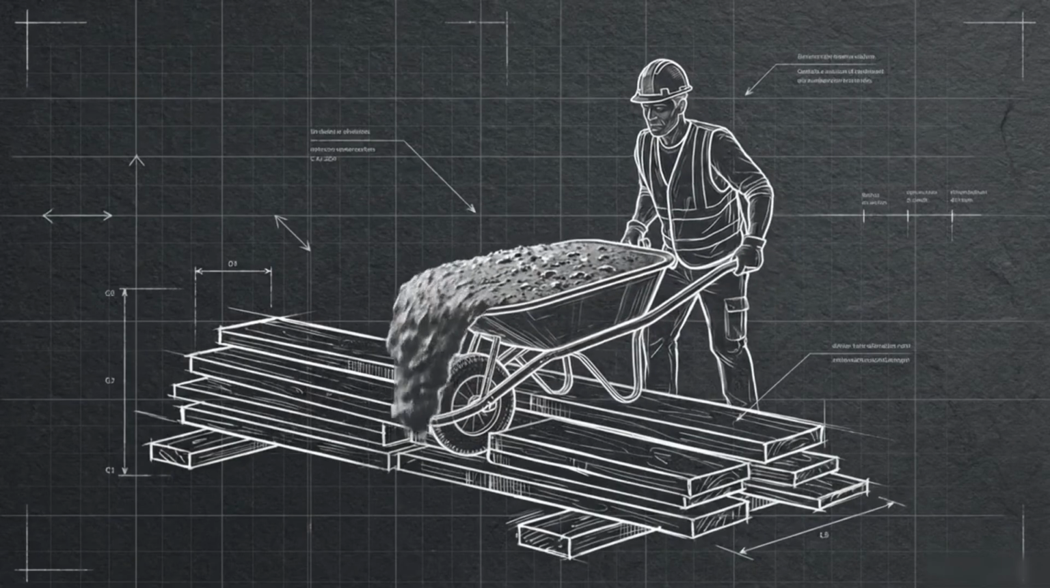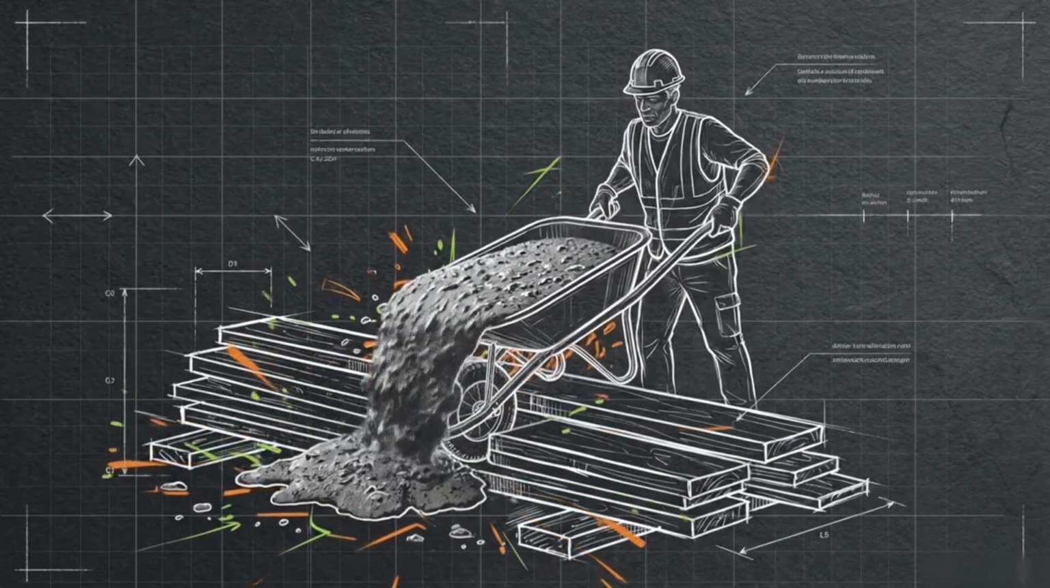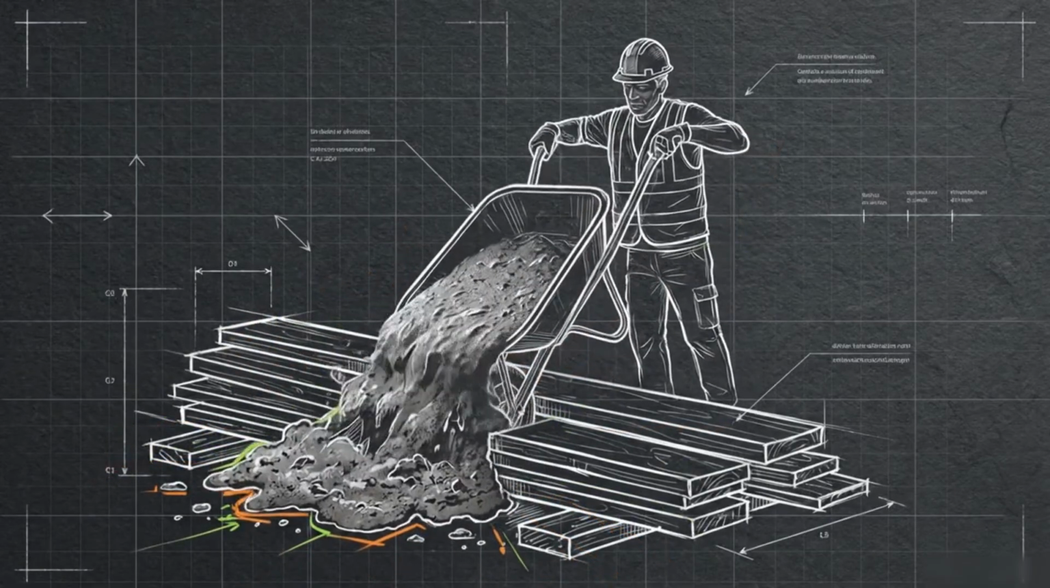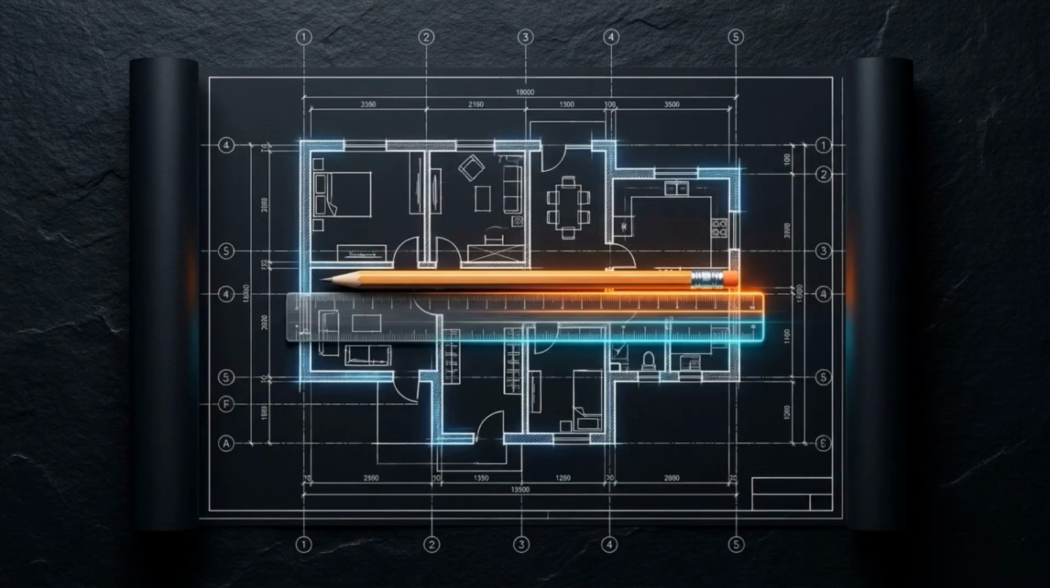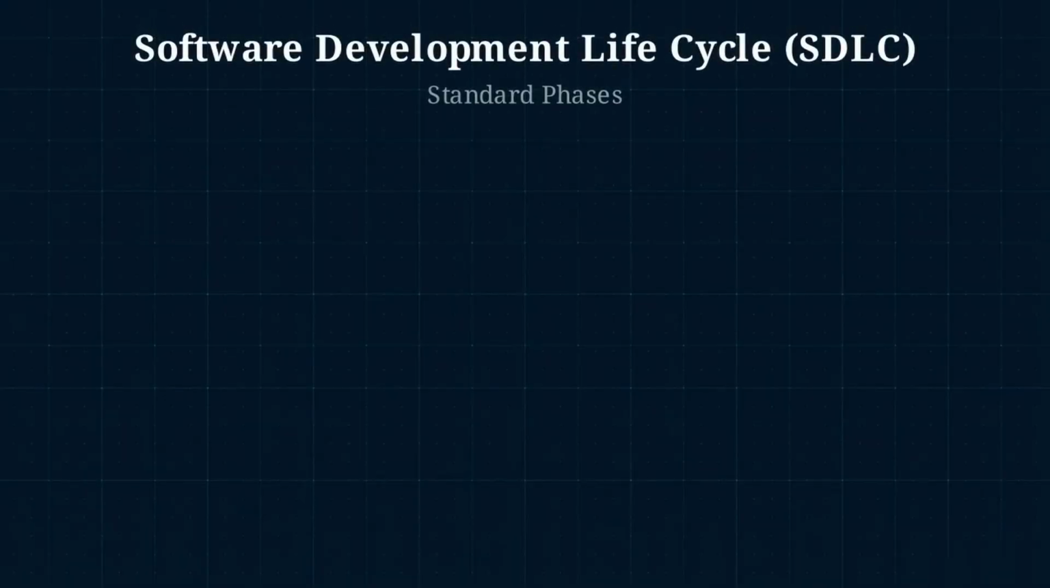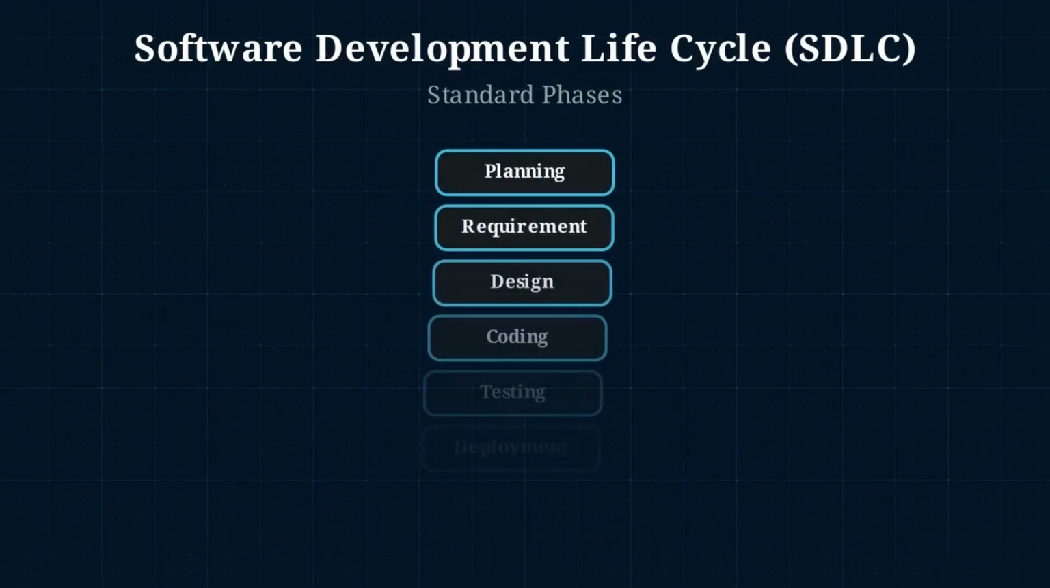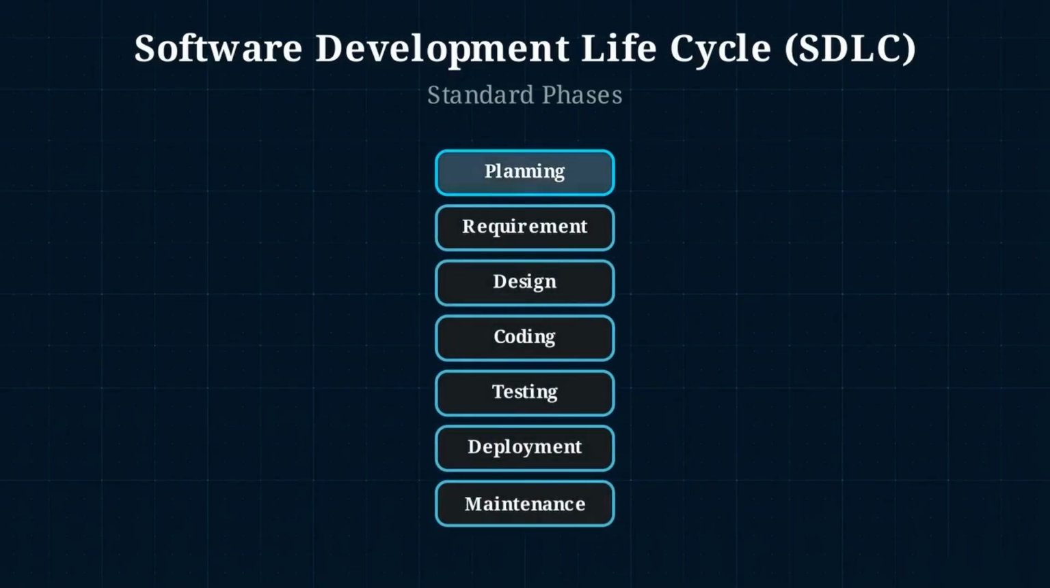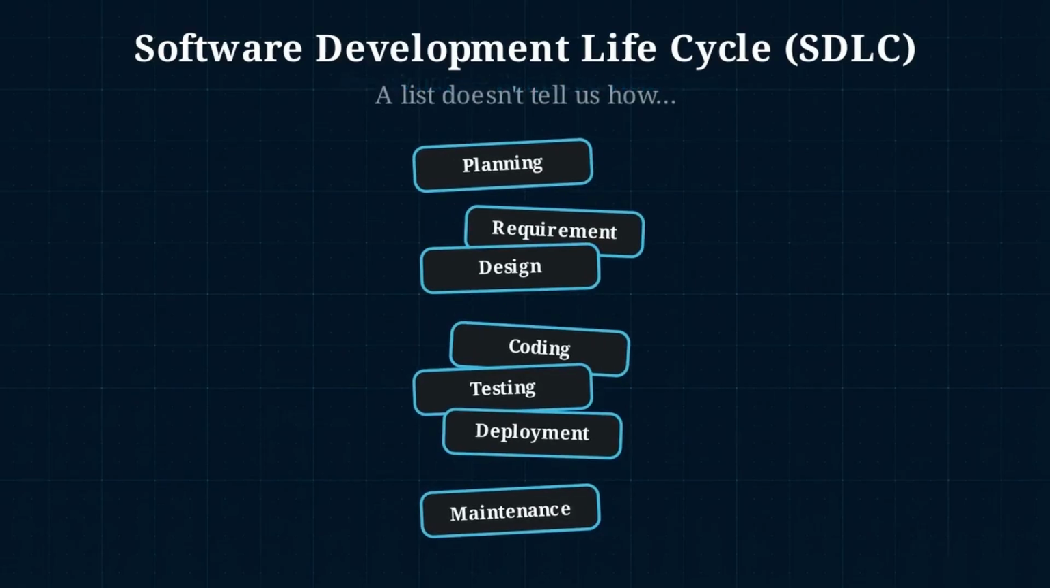Think of it like building a house. An architect doesn't just start pouring concrete and nailing boards together. They need a blueprint first, so they understand exactly what to build, how to build it, and in what order to do the work. In software engineering, our blueprint starts with the Software Development Lifecycle, or SDLC. This diagram shows the standard phases required to build any program, like planning, designing, coding, and testing. It tells us what activities need to be done.